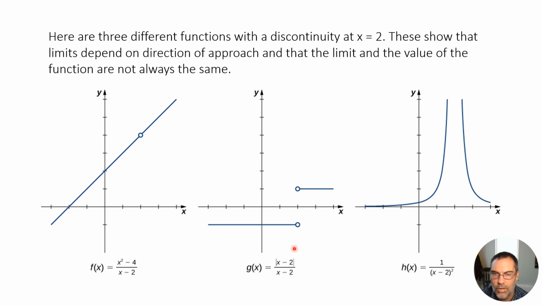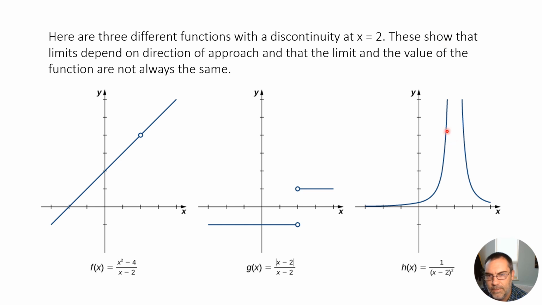So limits are directional, right? You talk about the limit approaching the point from a certain direction. If you don't specify which direction, then that presumes you could come from either direction. So in this case, it's the same answer, whichever direction you go.